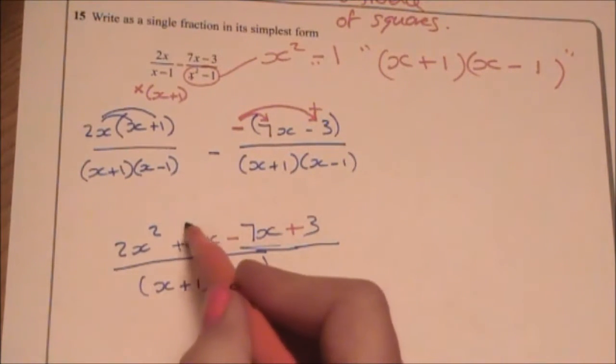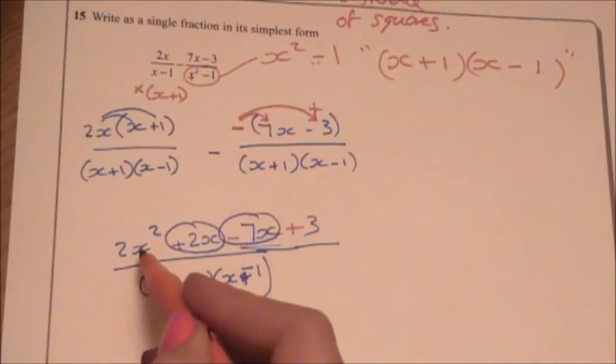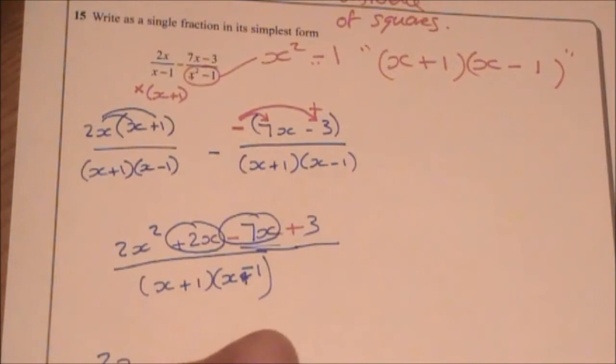Now I can collect and simplify. I can put my x's with no powers together. There's nothing I can do with the x squared. That stays on its own as 2x squared. Positive 2x, take away 7x is negative 5x.